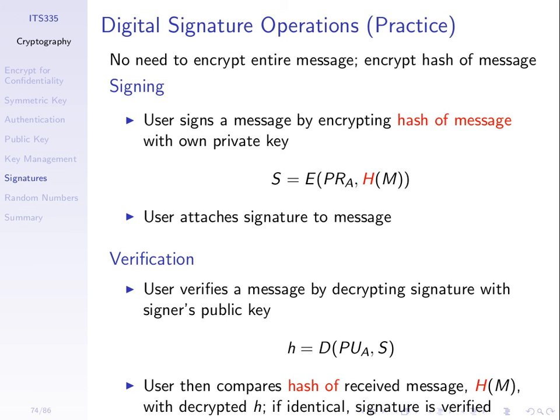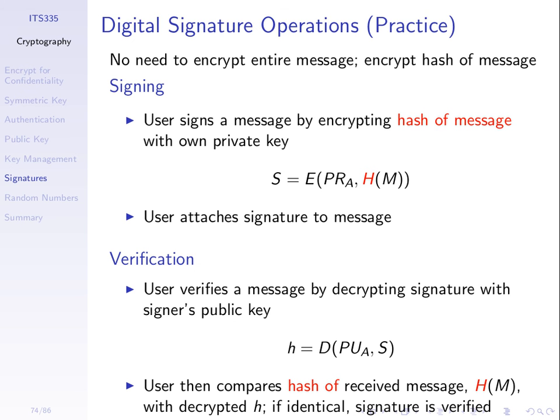But in practice, the way that we really use digital signatures is that we sign a message by encrypting a hash of that message with our private key. I want to sign a message M. I calculate the hash of that message, and encrypt the hash value, the small, fixed-size hash value, with my private key. I get the signature as output, and I send both the message and the signature to the other side.